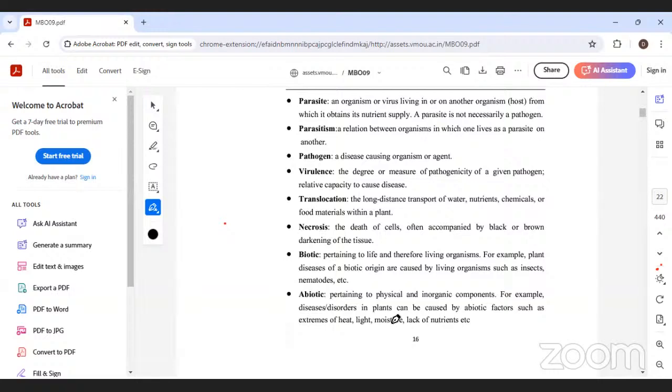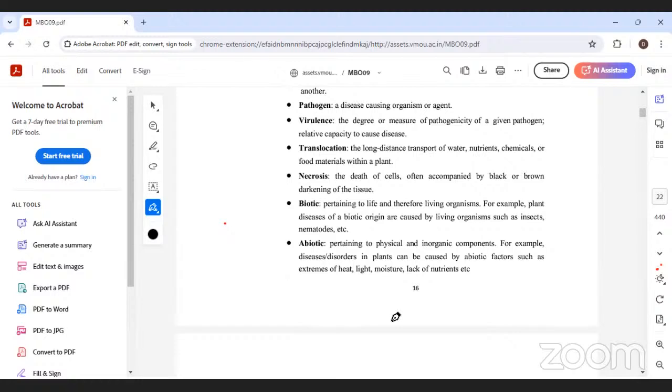Next one, translocation: the long distance transport of water, nutrients, chemicals, and food material is called translocation. The fourth one, necrosis: the death of cells, often accompanied by black or brown darkening of the tissues.